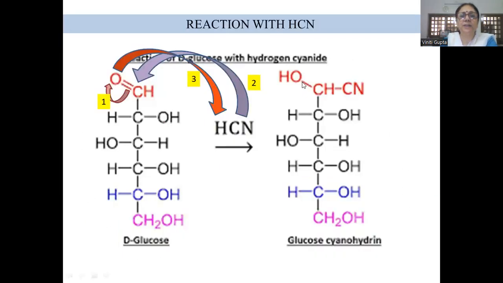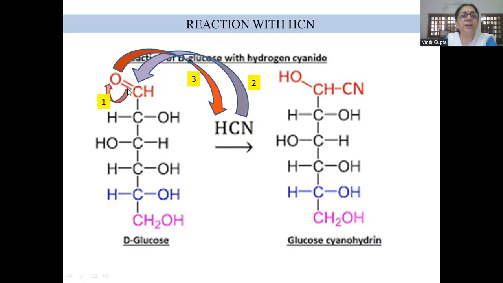Now, this is the last reaction which I am dealing in this module, which is the reaction of glucose with hydrogen cyanide. This is a very important reaction which we generally study when we study aldehydes and ketones. So, glucose and HCN react to give glucose cyanohydrin. As you can see, the mechanism is very simple. The first step is when HCN breaks down to give us a cyanide nucleophile and a hydrogen electrophile.